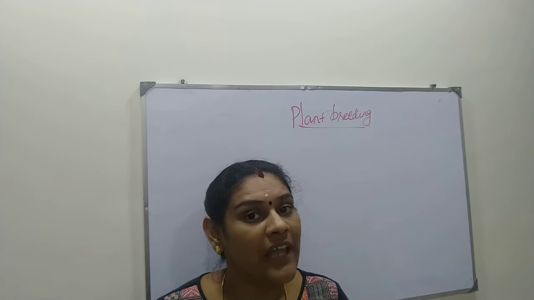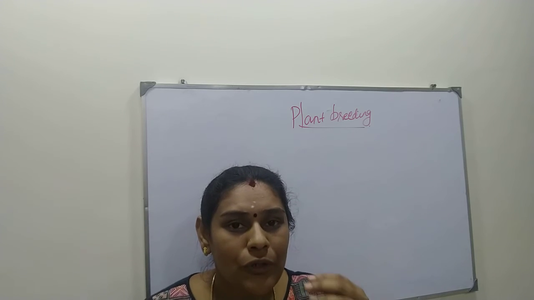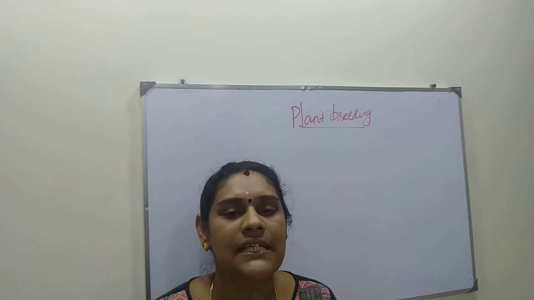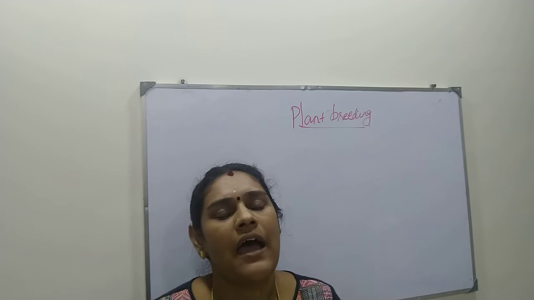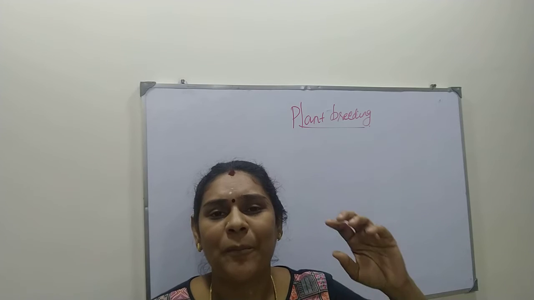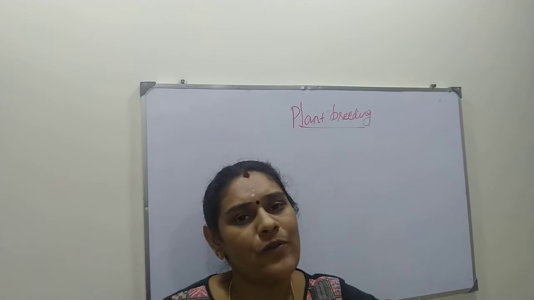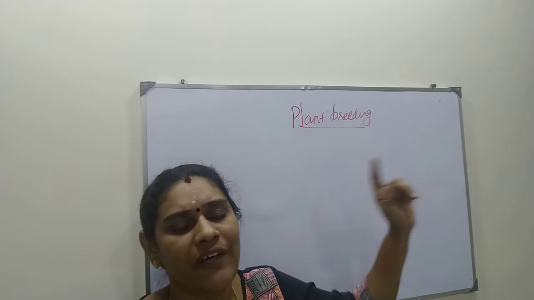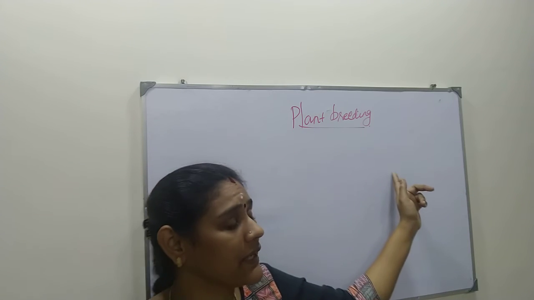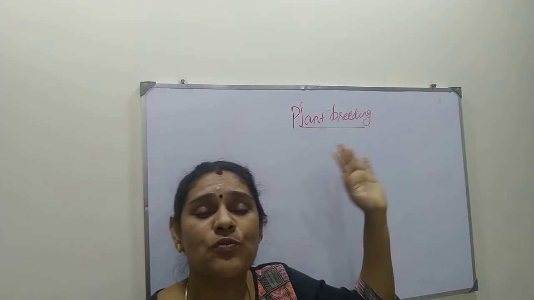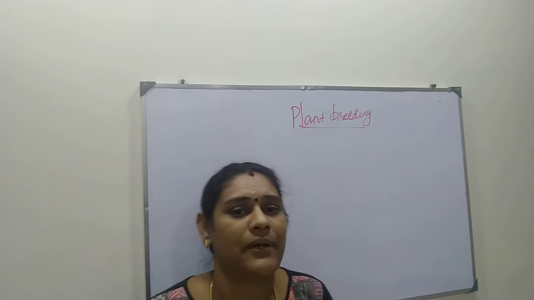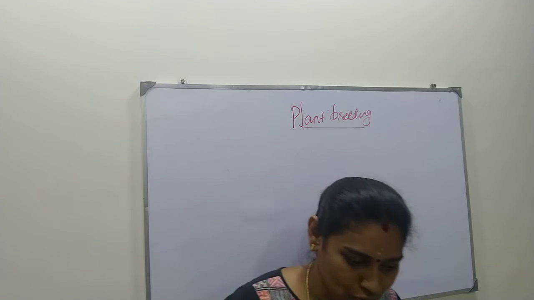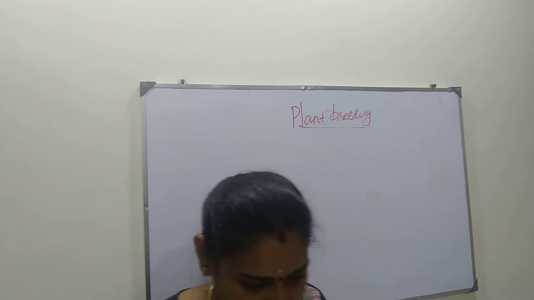And also it has the tendency to tolerate high temperature, high salinity and drought conditions. These are all the things the plant has to come across. So that variety of plant is called plant breeding. These are all the objectives we are going to get through plant breeding. This is about your plant breeding. You should know about your plant breeding.